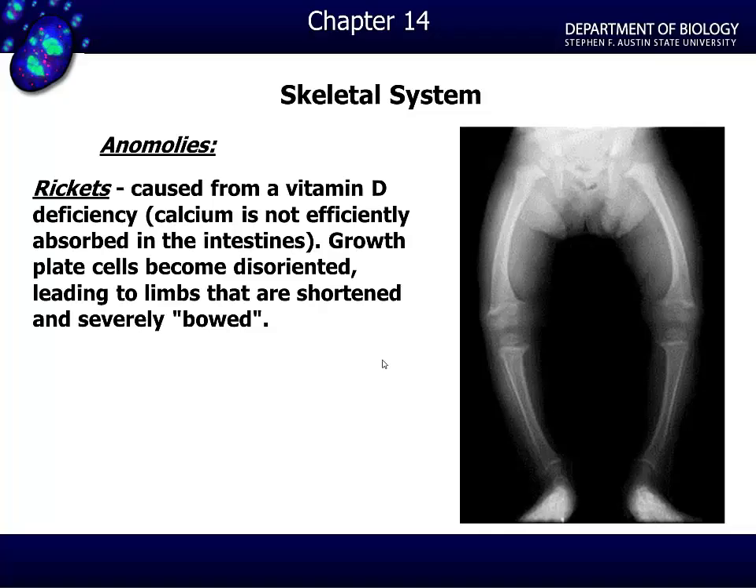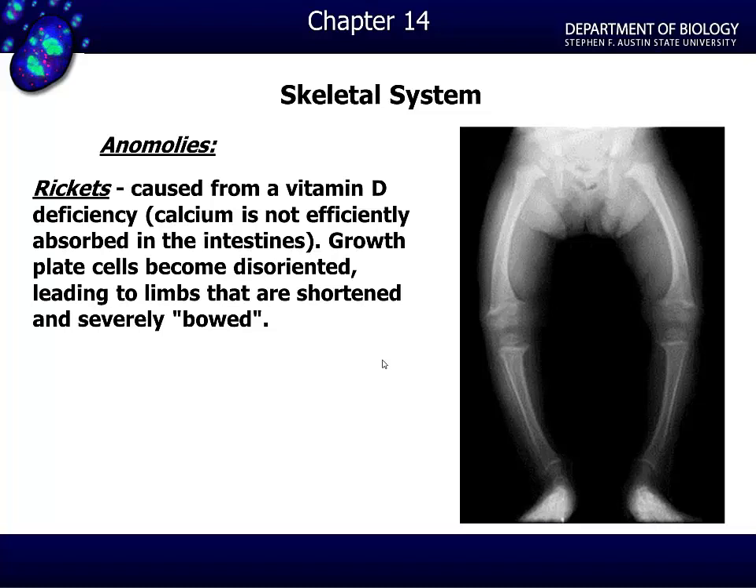Now, not all things work right, especially through development, and we saw that especially with our cardiovascular section. Well, in the skeletal system, that doesn't work quite effectively all the time either. We can have anomalies, and we can see anomalies called rickets. Rickets is caused by a vitamin D deficiency. With a vitamin D deficiency, we're not going to see calcium effectively absorbed in the intestines, and so the bones are not going to be as strong. And when they're not as strong, the pressures of gravity pulling down are going to cause the bones to bow.